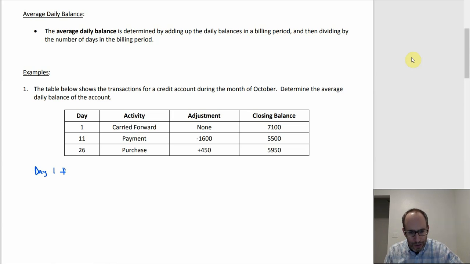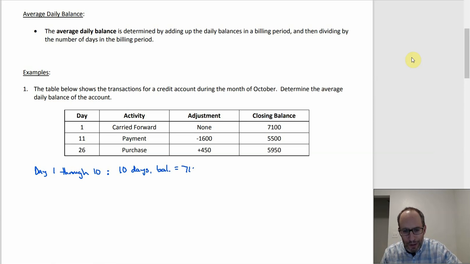1 through 10. So that's 10 days, right? Because that's day 1 through 10 inclusive. So including day 1 and including day 10. So that's 10 days. And the balance is 7,100. Okay. Then there's a payment of 1,600.